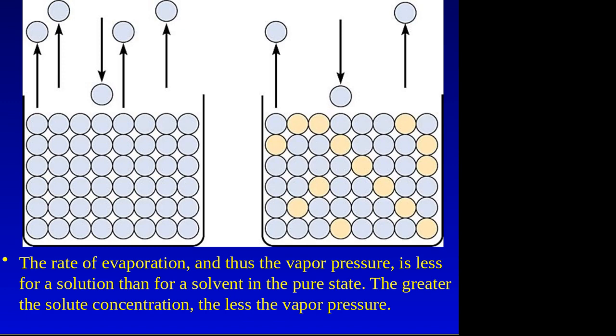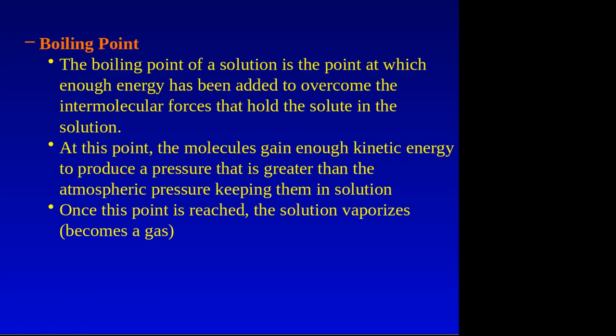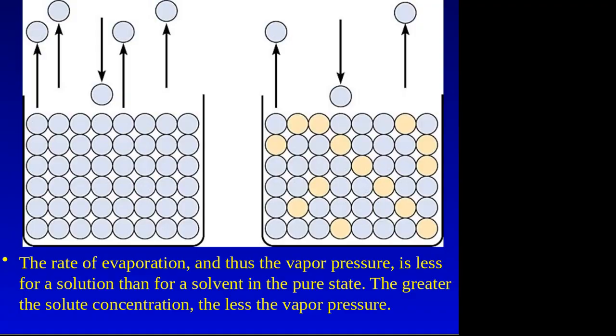And so that's what this is saying. It's saying the rate of evaporation stopped on the wrong slide. I wanted to stop on this slide. I'm like, why is it doing this on this slide? The rate of evaporation decreases because the vapor pressure is less for a solution than for a solvent. The greater the solute concentration, the less the vapor pressure.